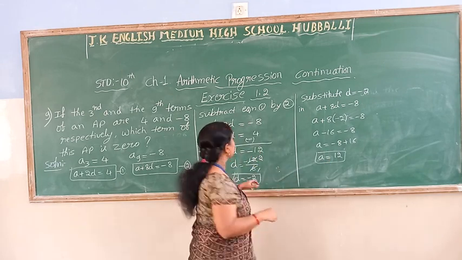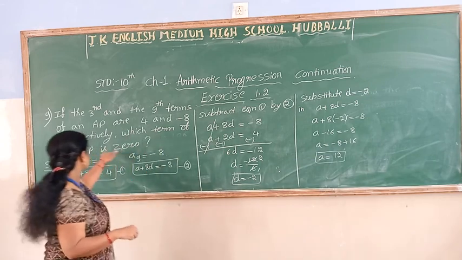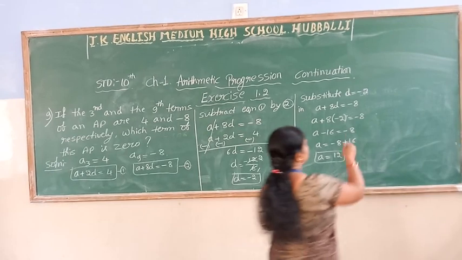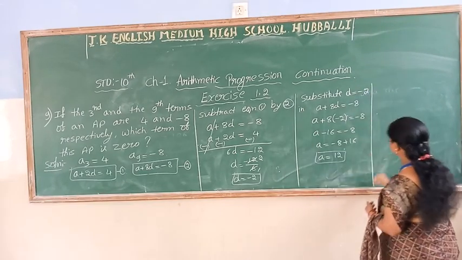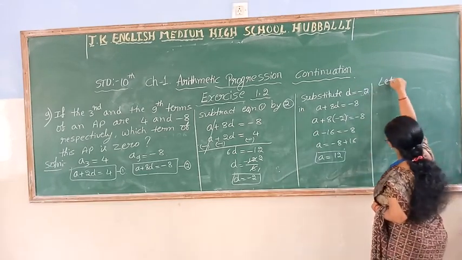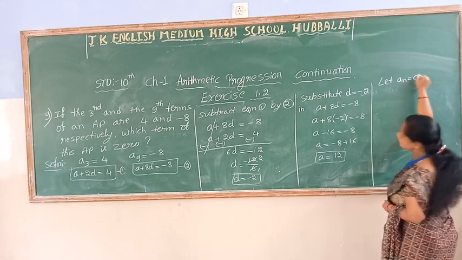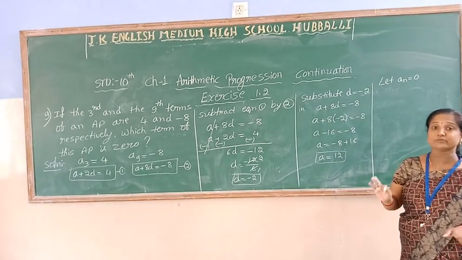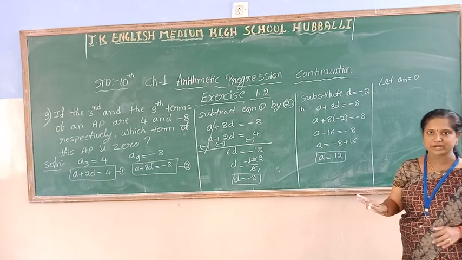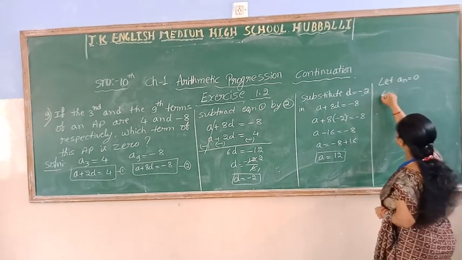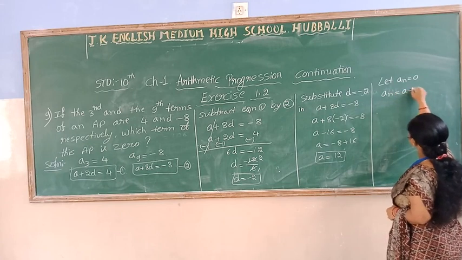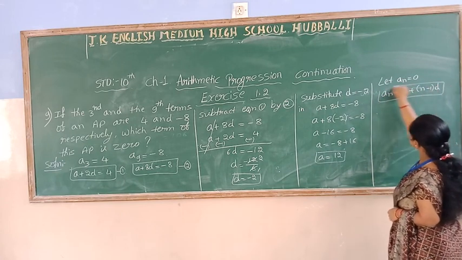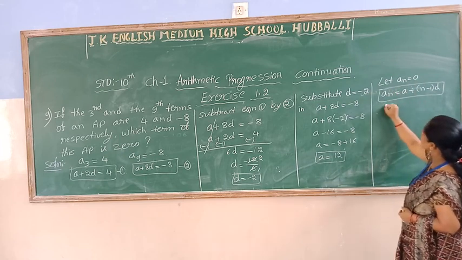So they ask now, what is the question? Which term of this AP is 0? So let me take it as 0. Let an is equal to 0, we have to take it, because they ask which term of this AP is 0, means let one term of that AP is 0, we have to consider. Then you substitute an is equal to a plus n minus 1 into d. You write this formula, the nth term formula. For an you substitute 0.